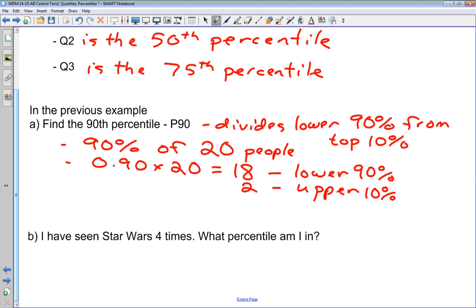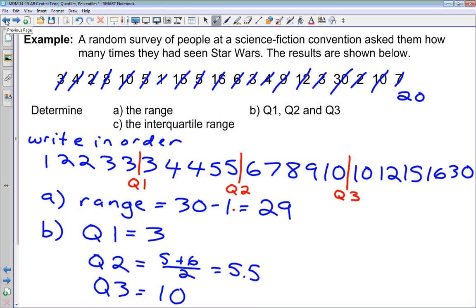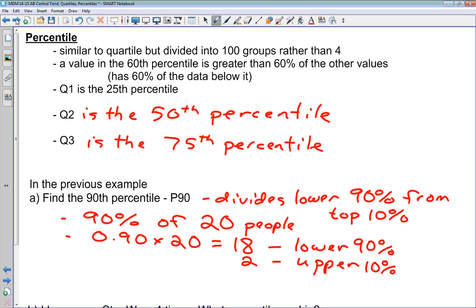So if we flip back to the previous slide, the division is going to be right here. Below that green line here, we've got 90% of the data over here, and then we've got 10% that are above it. So what is the number that divides that 90% from that 10%? Well, it's halfway in between 15 and 16. As we've done before, we're going to take the average of those two values on either side.